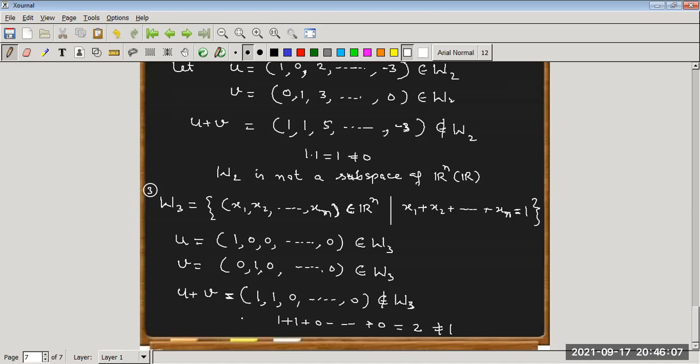This does not belong to W3, because 1 plus 1 plus 0 plus 0 plus 0 is equal to 2, which is not equal to 1.